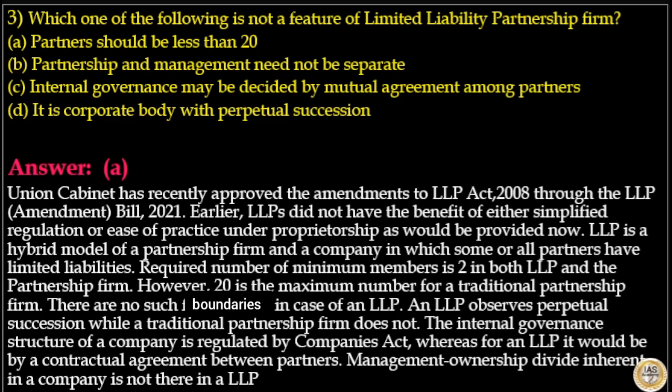There are no such boundaries in case of an LLP. An LLP observes perpetual succession while a traditional partnership firm does not. The internal governance structure of a company is regulated by Companies Act, whereas for an LLP, it would be by a contractual agreement between partners. Management ownership divide inherent in a company is not there in an LLP.